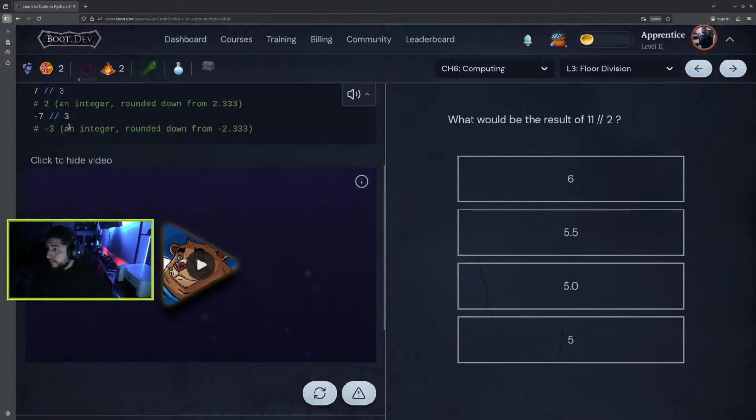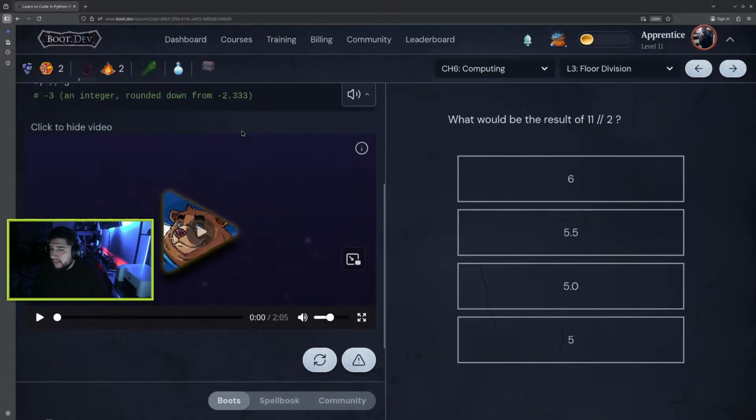7 floor 3, or 7 floor division. How do you guys say it? 7 floor division of 3 is 2, an integer rounded down from 2.333. -7 floor 3 is -3, an integer rounded down from -2.333. And then there's a video.